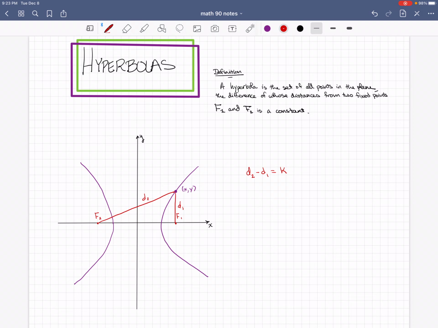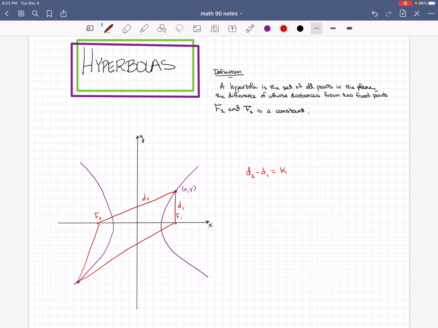And what that means is no matter what point I take, so I can even take a seemingly much farther away point, and look at the distances to f1 and f2. And of course, the distances are both significantly bigger, but the difference between the two distances is going to be the same. So that is the idea of a hyperbola.